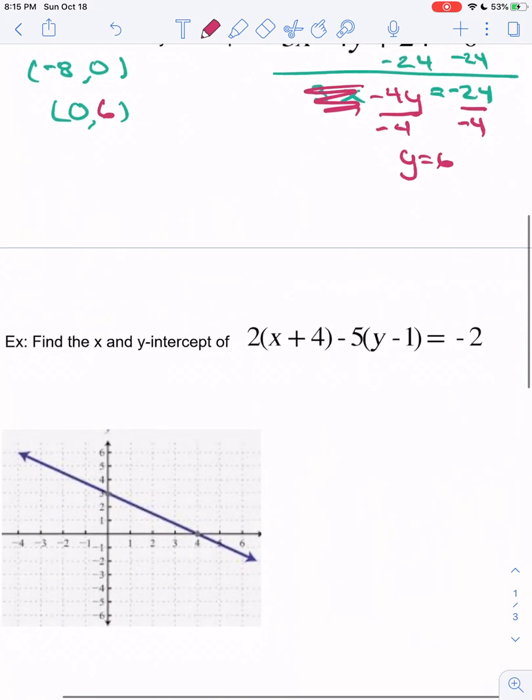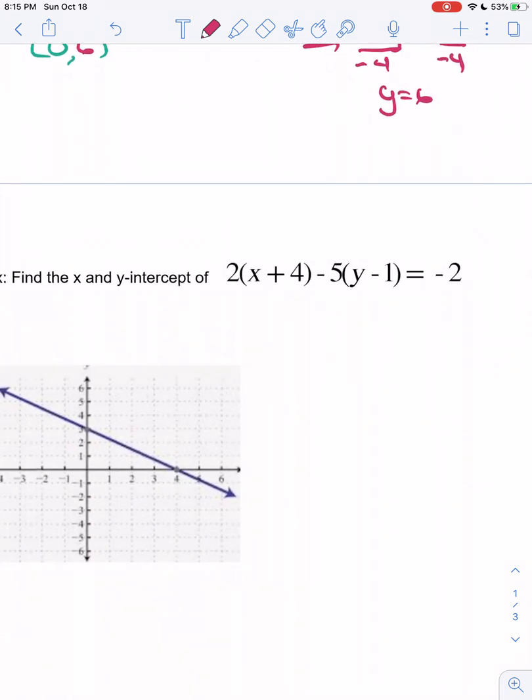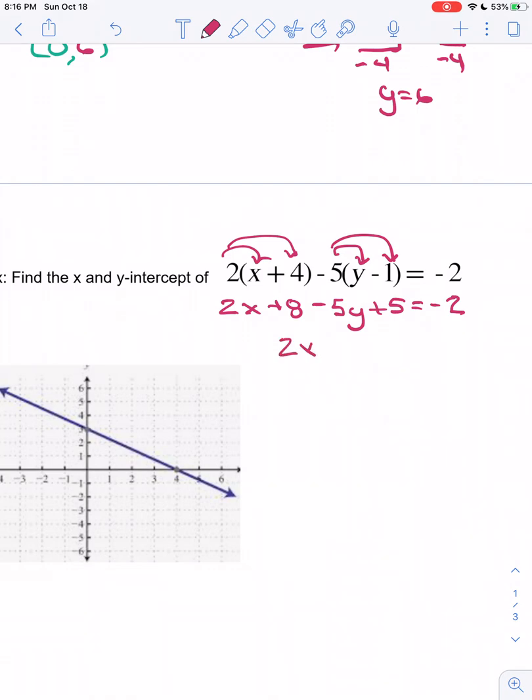All right. We can throw in some distributive property that doesn't bother us at all. We're going to distribute that too. So I'm going to say 2x plus 8 minus, make sure that minus sign goes with that 5, that negative sign, gives us negative 5y, and negative 5 times negative 1 gives us positive 5 equals negative 2. Let's just simplify this a little bit. I like my 2x here. I'm going to combine my 8 and my 5 together. I'm going to bring down my negative 5y. Looks like we get plus 13 equals negative 2.